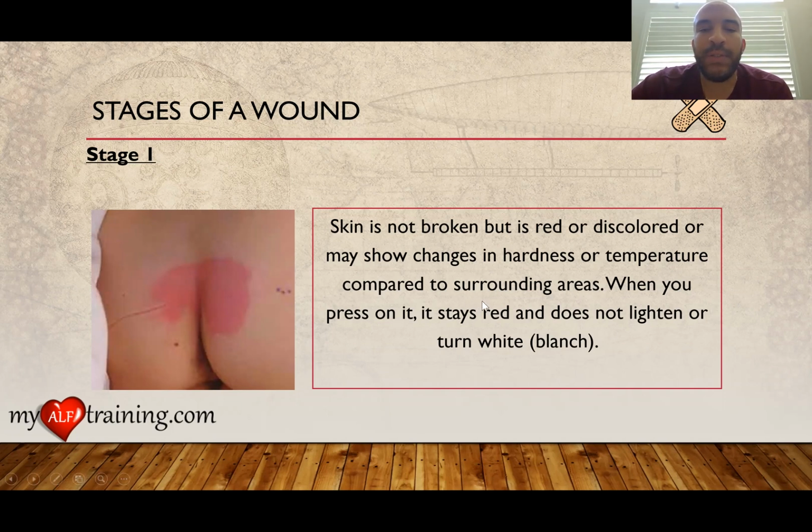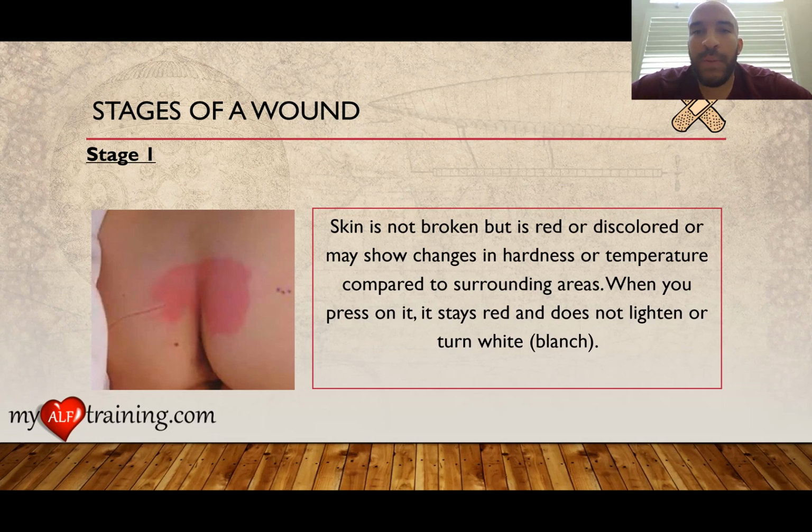Blanch is when you press on your skin and it turns white, but then your color comes back into that white area. Basically, when you press on your skin, you're pushing any blood away from that area, which is why it turns white, because you push the blood away and then it comes back into that area. So that's called blanching.